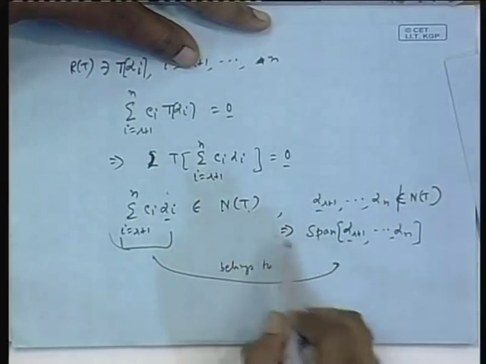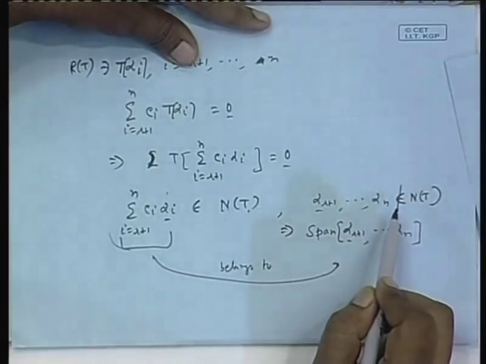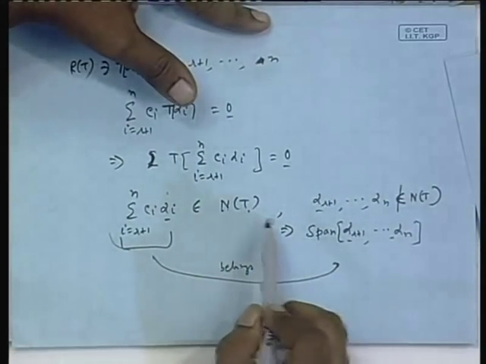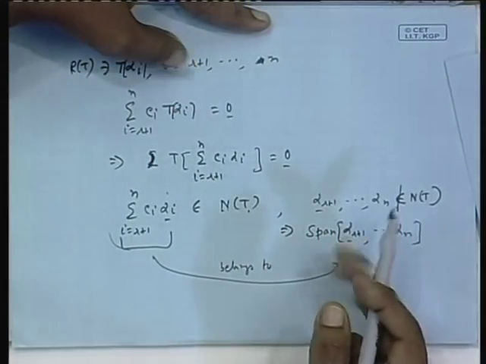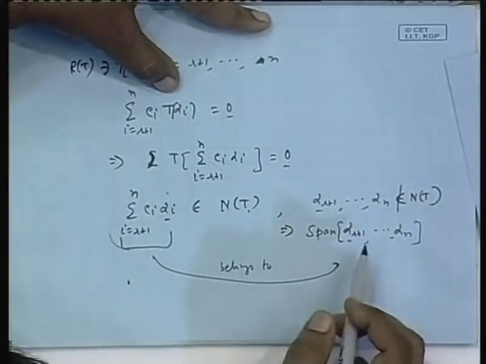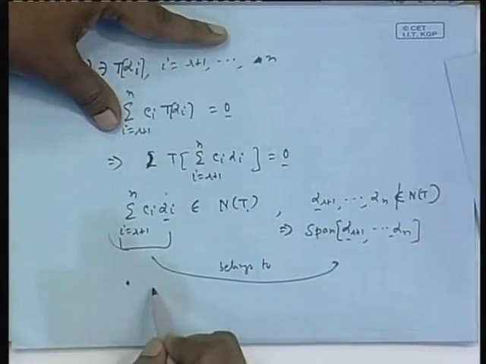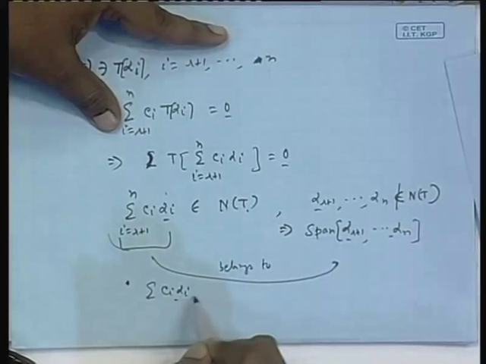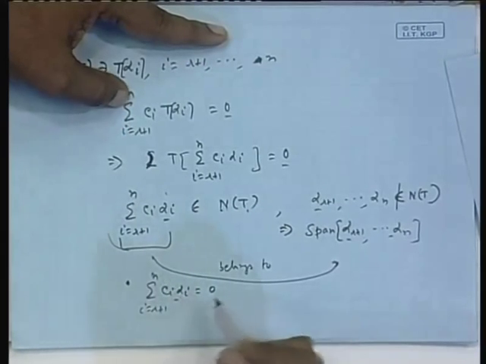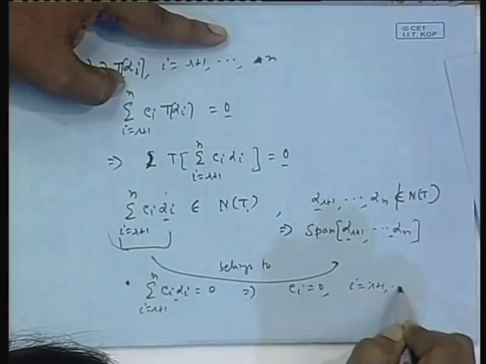The intersection between N(T) and the span of these is only at 0, because each of these vectors, I told you, lies outside N(T), and if I take their span and N(T), the only place where they intersect is 0. Therefore, this summation c i alpha i, i equal to r plus 1 to n, is 0. But again, the alphas themselves are linearly independent, that means c i equal to 0 for i equal to r plus 1 dot dot dot n.